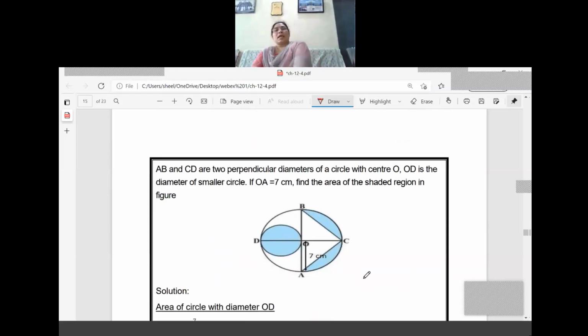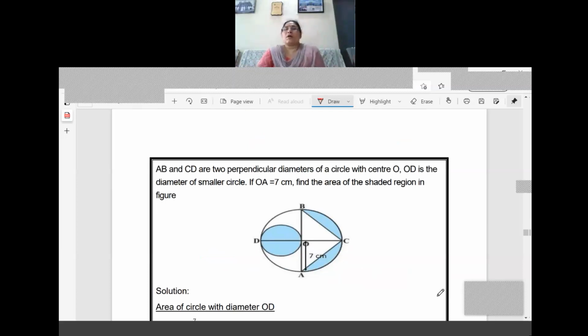Okay. Next question. AB and CD are two perpendicular diameters of the circle with center O. OD is the diameter of the smaller circle. If OA equal to 7 centimeter, find the area of the shaded region. It is very clear. It's not a complicated question. The OD is the diameter. This is the shaded part. It is a circle only.